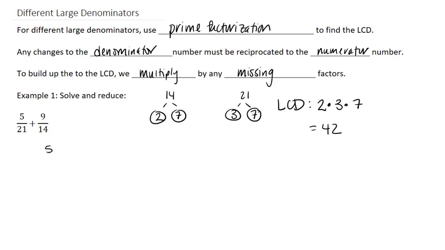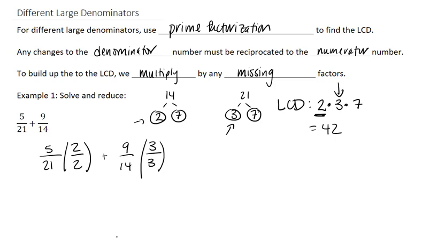Now, when we look at 5 over 21, we are only missing the 2. So we're going to multiply the top and the bottom by 2. Then we're going to add 9 over 14. Now, 14, when we break it down, is 2 and 7. So we're missing the factor of 3. So we're going to multiply the top and the bottom by 3. So then we're going to multiply the top numbers together, and then we'll multiply the bottom numbers together. But our bottom number will be our least common denominator, which will be 42. So now 5 times 2 is 10, which is over 42, plus 9 times 3 is 27, which is over 42.